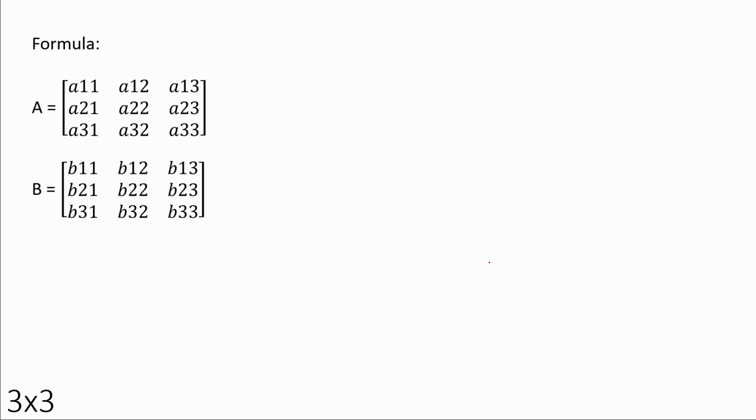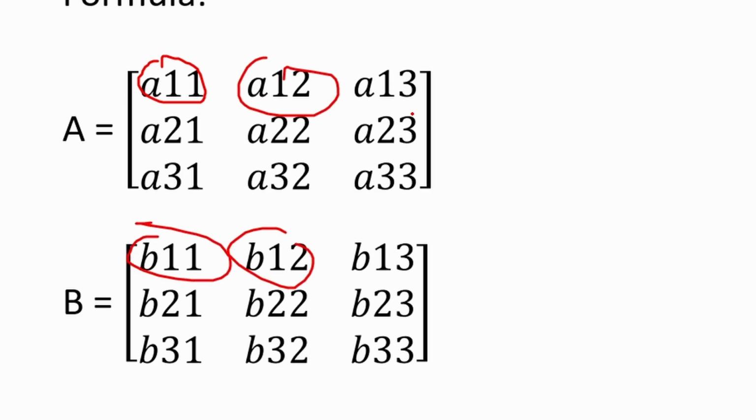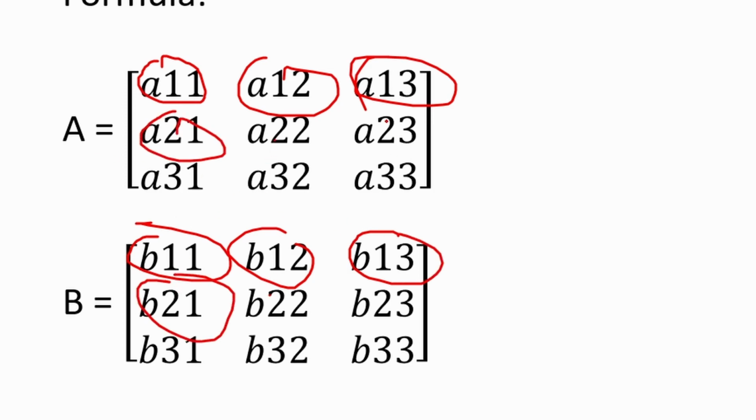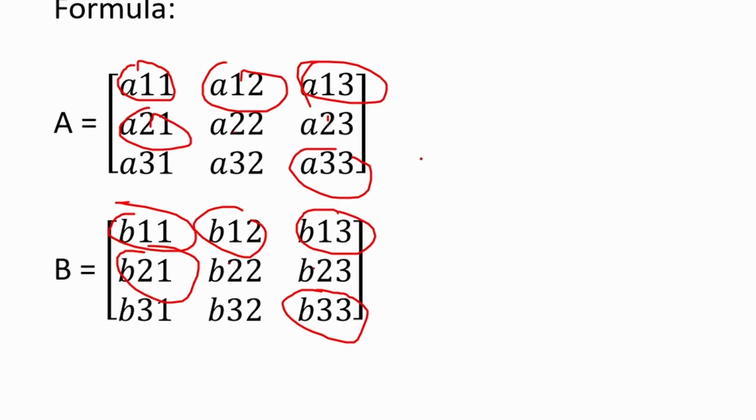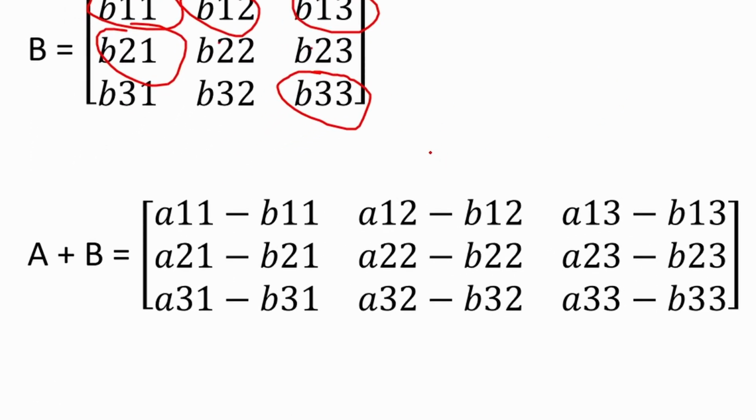Real quick, let's move into matrix 3 by 3. So the formula to subtract a 3 by 3 matrix will be like this. This element minus this element, and so on, until the last element. Okay, so the visualization will be like this. This is the formula to find 3 by 3 matrix subtraction.